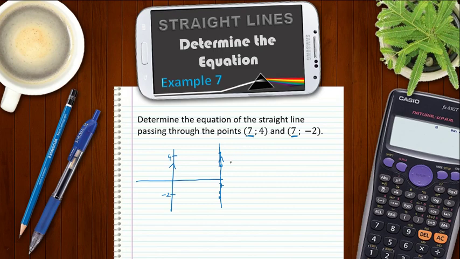So now you have to use the method where we simply say, okay, if x is always 7, then the equation of the straight line will simply be x equals 7, because it's constant. x is always equal to 7, and that is the equation of this line. And once again, if you have another line over here, and let's say it's at negative 3, then the equation of that line would simply be x equals negative 3.